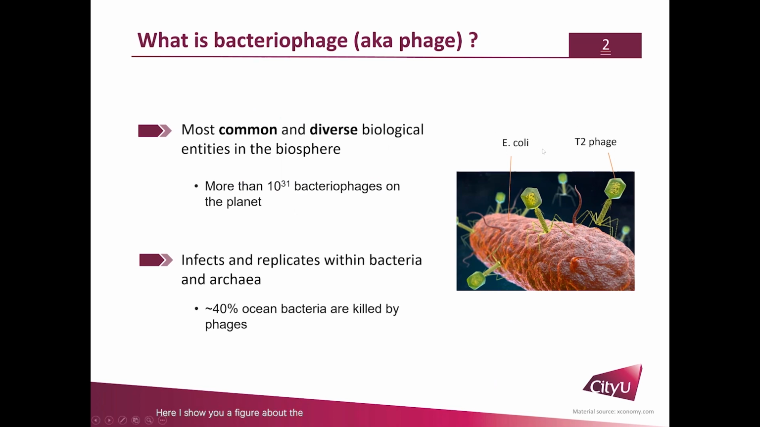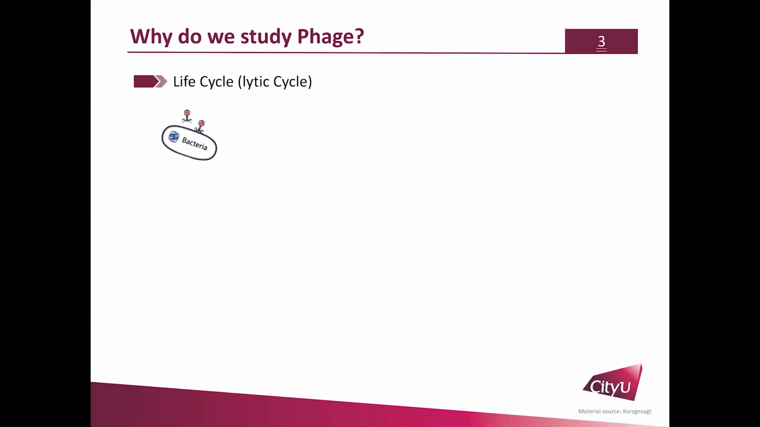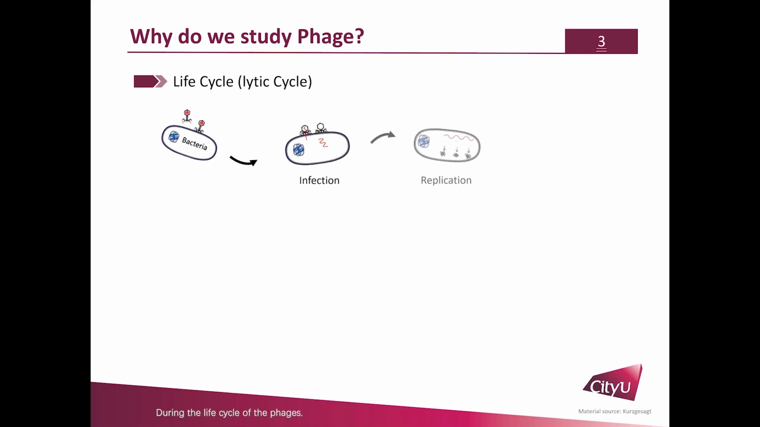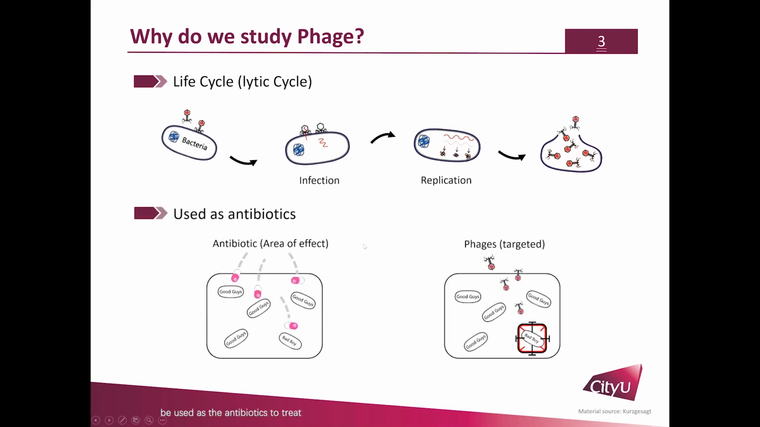Here I show you a figure about the E. coli bacteria that was infected by the T2 phages. But you might ask, why we need to study phage? During the life cycle, the phages will infect the bacteria and replicate within them. Then they will kill the bacteria and release their offspring. So scientists thought phages can be used as an antibiotic to treat the disease caused by the bacteria.